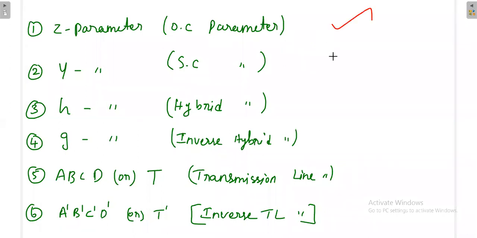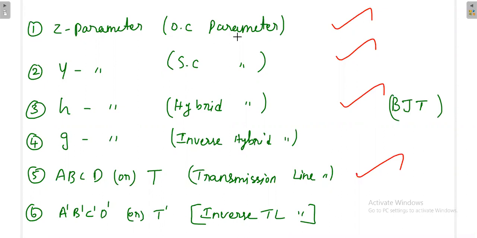Okay, so out of all this, from an exam point of view, we'll be getting this one, this one, this one, and this one. So even though there are 6 parameters, mostly we'll be getting the Z parameter, Y parameter, H parameter, and ABCD parameter in the exams. Again, the H parameter will be mostly used in BJT circuit analysis. When you do small signal BJT analysis, we'll be using the H parameter model.